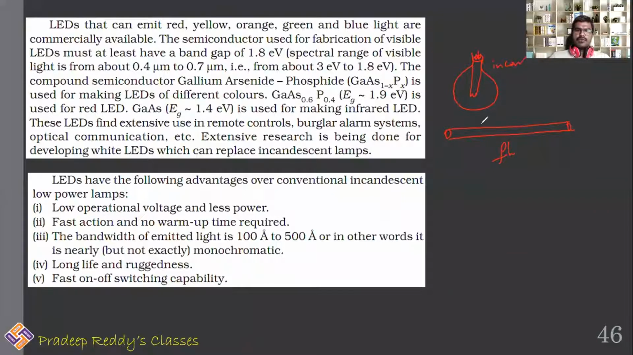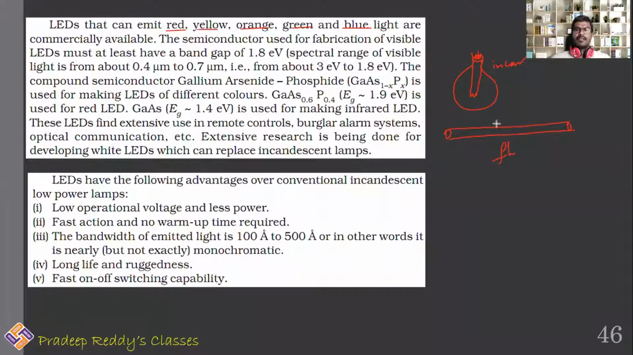Rather than these two traditional light emitting devices, LEDs are more advantageous. What are those advantages? Let us discuss now. LEDs can emit multiple color lights, like red, yellow, orange, green and blue. Therefore, in most cases, LEDs are used for decoration. Multiple colors it is able to emit.